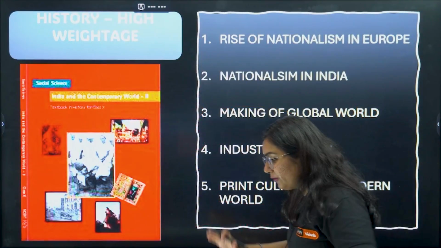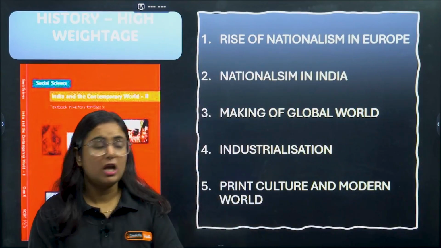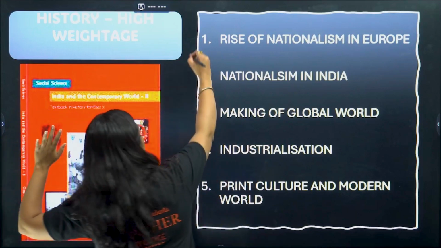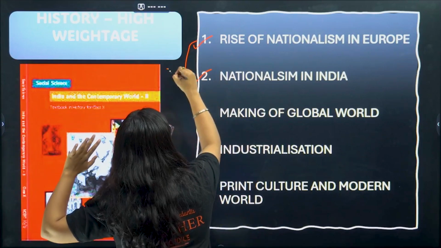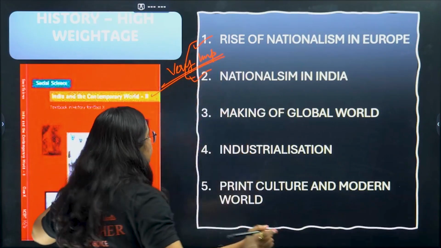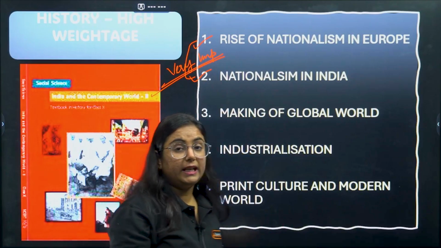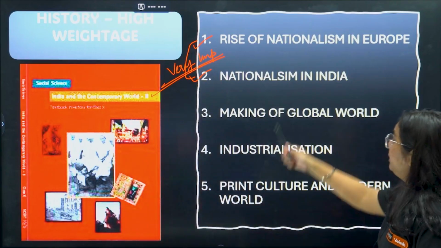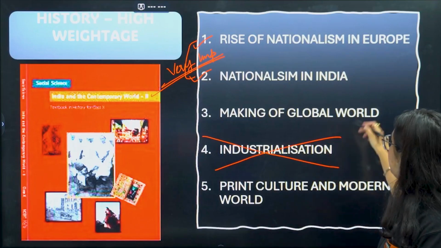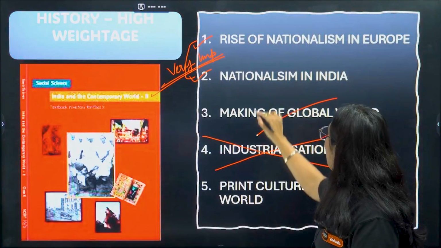And the last and very important one is history. So, rise of nationalism in Europe, beta. These 2 chapters are very important and of high weightage. Let me tell you why. Because again, policy of elimination: you need not study industrialization and need not study the full making of a global world.